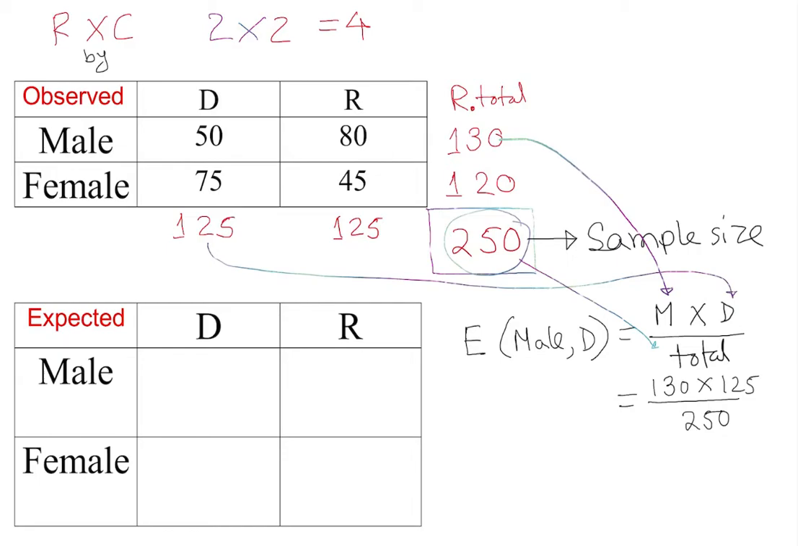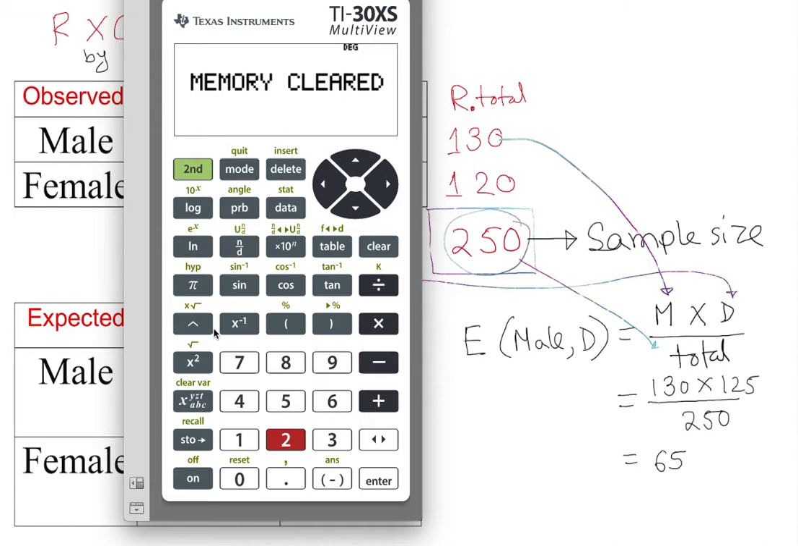It's going to be, well, actually it's going to be exact. So if I use a calculator, it should give me 65. Let's use the calculator and see what it gives me. 130 times 125, remember I must enter parentheses, divided by 250. Parentheses are very important with some calculators. So 65. Or you can use the n over d template: 130 times 125, and going down, 250, enter, that is 65 also.